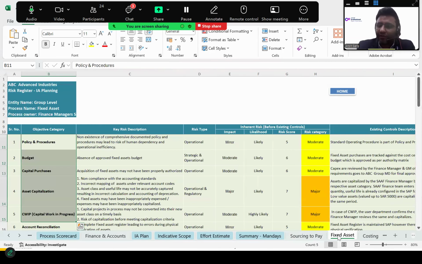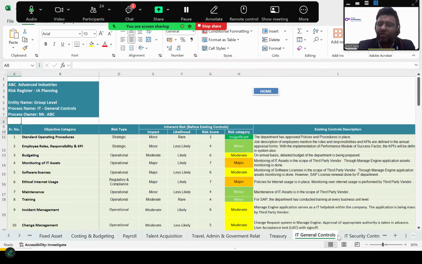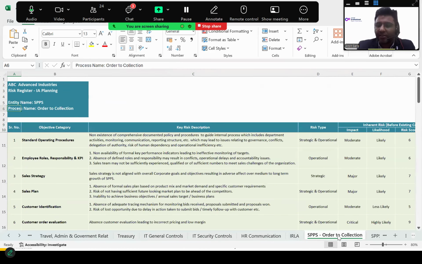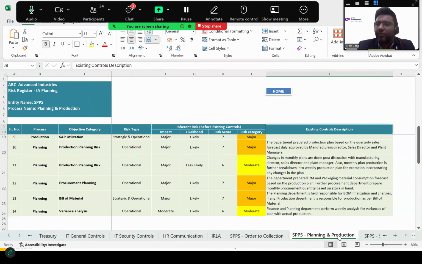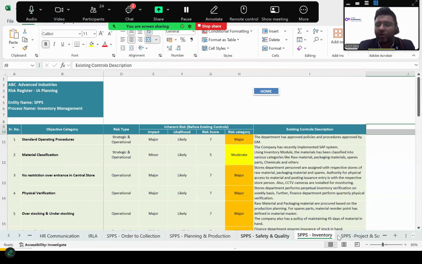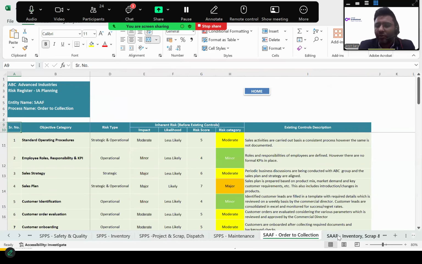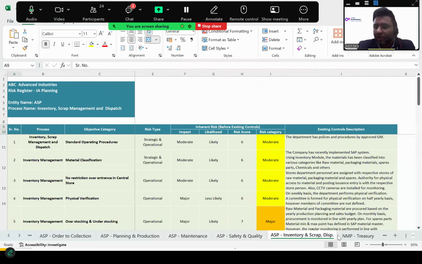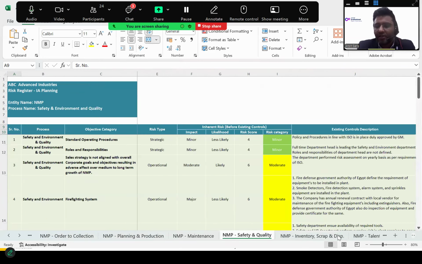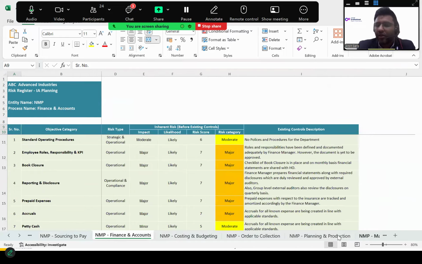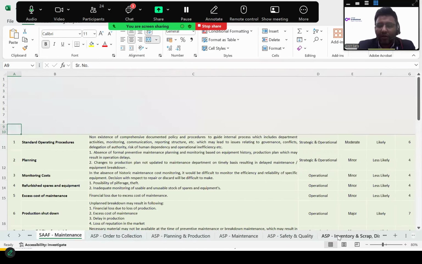And likewise, we have fixed assets. Likewise, we have costing and budgeting. Likewise, we have payroll. Let's say likewise we have TA, travel admin, treasury, ITGC, IT security, HR. And then various other entities: entity level order to cash, entity level planning and production, entity level safety and quality, entity level inventory, entity level project and scrap, dispatch process. Likewise, so many processes. Once we have done all of this, and this is a detailed exercise by the way, it's not like a one-day job, to prepare a risk-based audit plan.